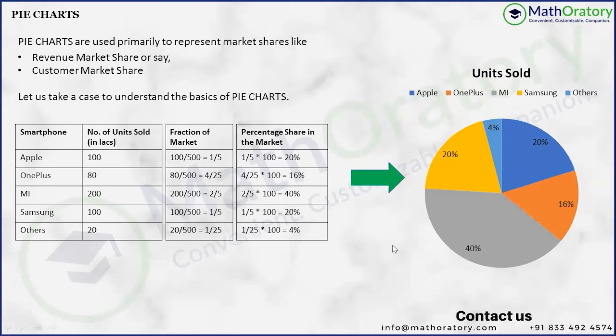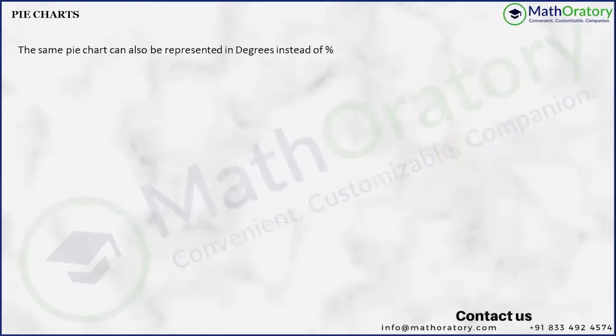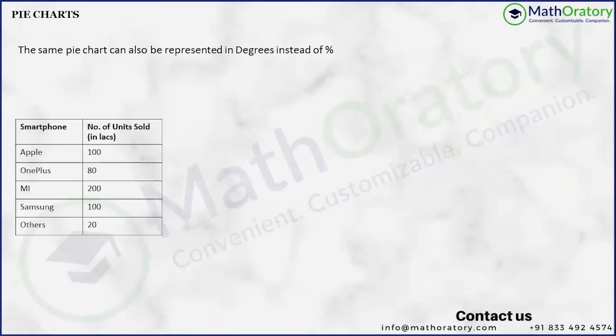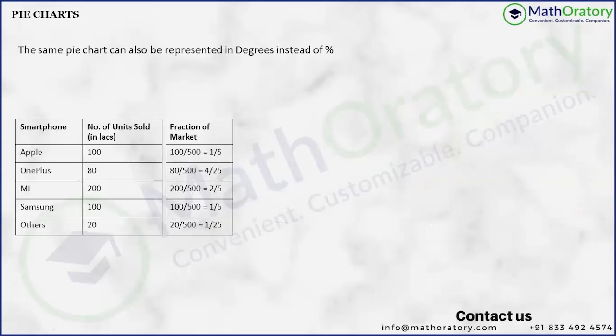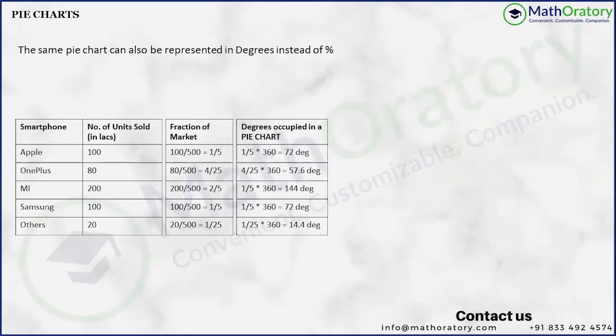Clear? So this is how the pie chart will look once I construct it from the raw data or the actual data points. Now, the next important point to note is that whatever we have represented in terms of percentage, the same pie chart can also be represented in terms of degrees. Okay. So again, the construction method remains very similar. So number of units sold, and then we figure out the fraction of the market. And this time, instead of multiplying with 100%, we multiply with 360.